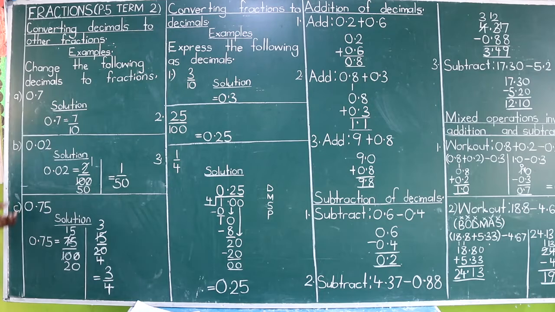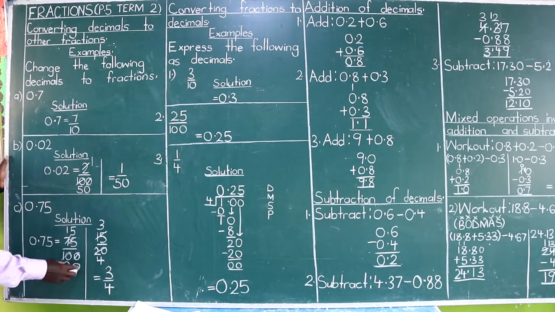As we go to part C, change 0.75 to a common fraction. Like 0.02, 0.75 has 2 decimal places. So we expect 2 zeros against 1 when you write it as a fraction. So you're going to get 75 out of 100. So you say 0.75 equals 75 out of 100. And now if you know some tables, you will find out that both 75 and 100 are further reducible or divisible by a particular number, which is actually 5.